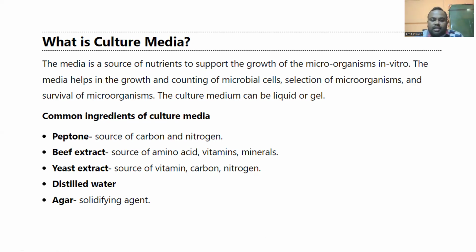Bacteria grow naturally in nature, but for our research and study purposes, we grow bacteria in our laboratory. So how do we grow bacteria in our laboratory? We need to know how to grow them. For this reason, we will learn some slides about their growth. How can we maintain their growth in the laboratory? We need to know a few things, like what is the culture media.